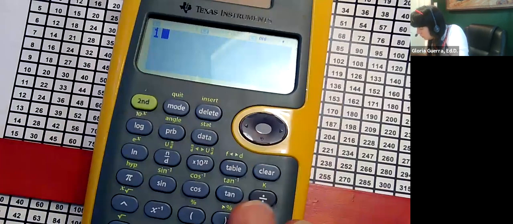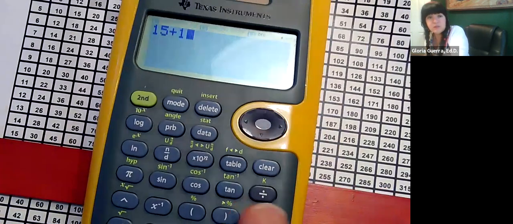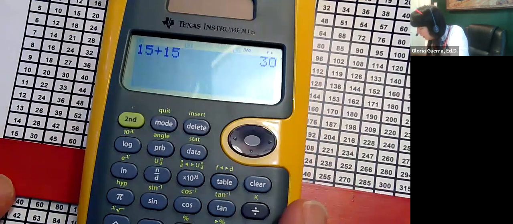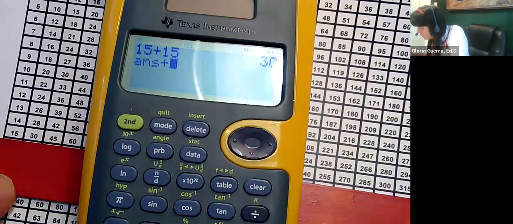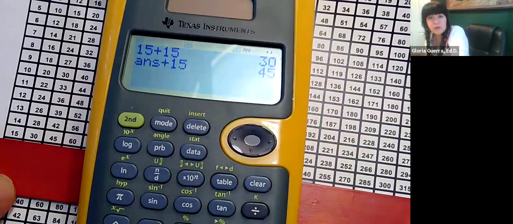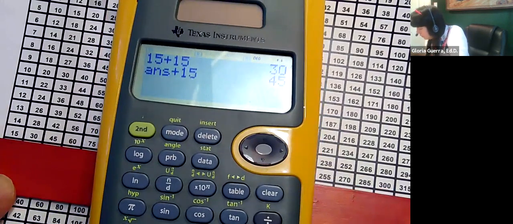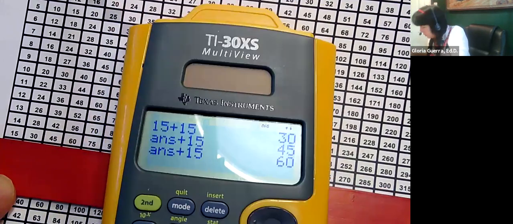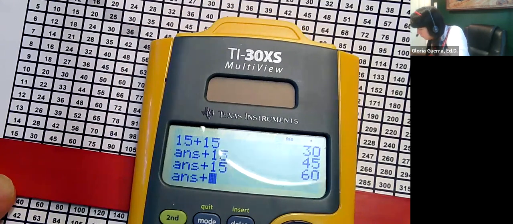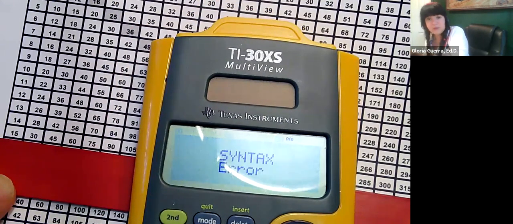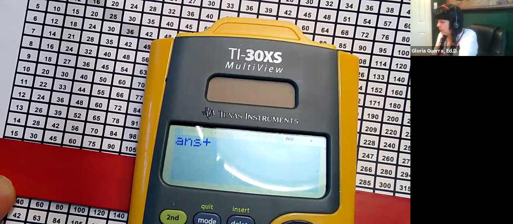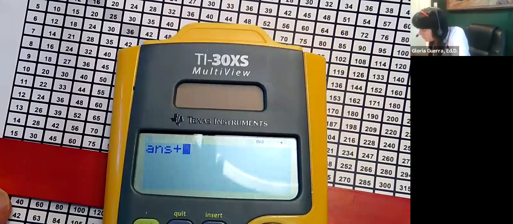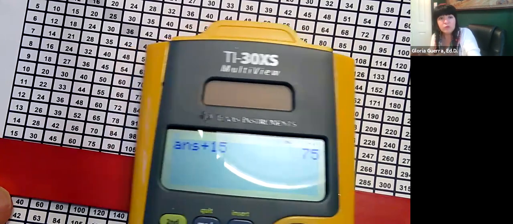15 plus another 15 is 30. And if I add another 15, see how that's 45? And then if I add another 15, that gives you 60. So that's what multiples are. If I add another 15, it gives me 75. So those are the multiples.